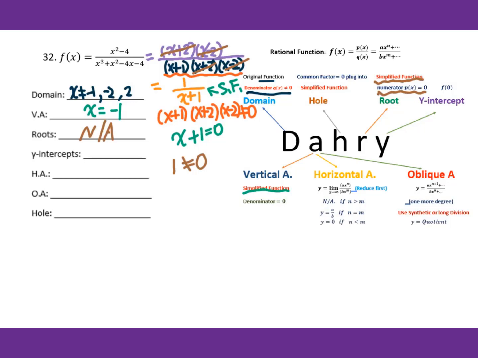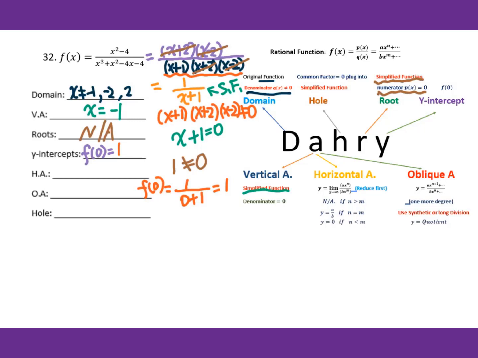For the y-intercept, make sure f of 0 equals. So we plug 0 into this simplified one. 1 over 0 plus 1, that equals 1. That is the f of 0.